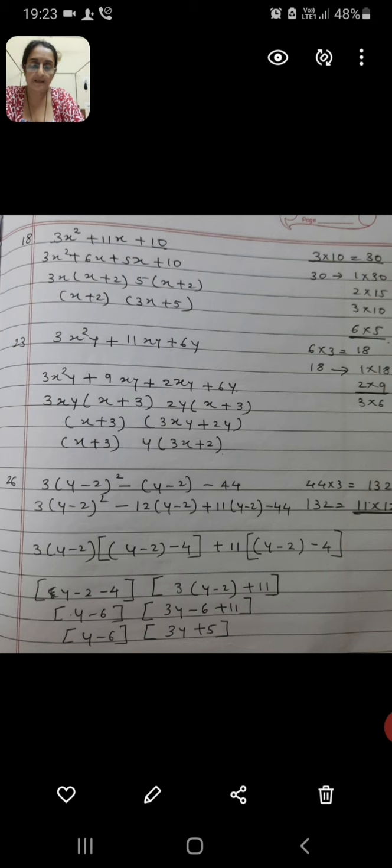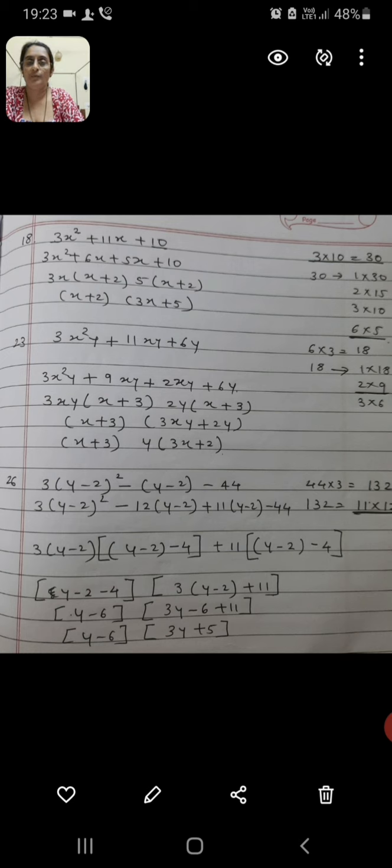We can still simplify it. y minus 2 minus 4 gives us y minus 6. In the second bracket, when we open the small bracket, 3 into y is 3y, 3 into minus 2 is minus 6, plus 11. Still we can simplify: minus 6 and plus 11 gives us plus 5. Okay. So y minus 6 and 3y plus 5 are the factors of the given term.